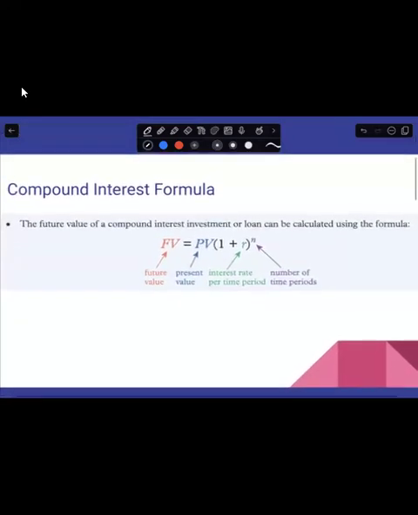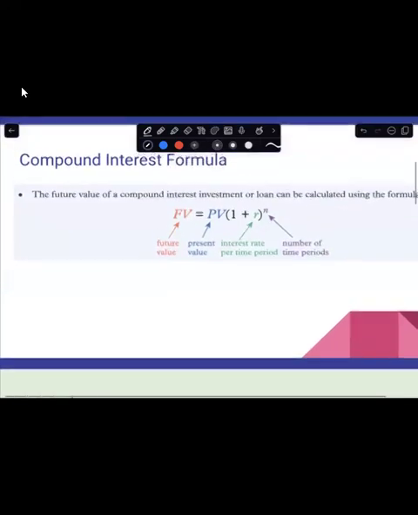Our compound interest formula is FV equals PV bracket 1 plus r, which is my interest rate, close the bracket, to the power of n. Okay. At this stage, you should remember your compound interest formula.